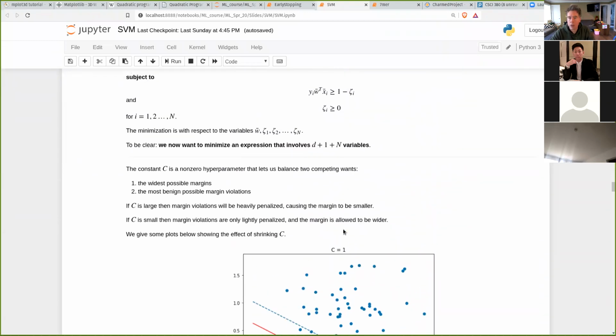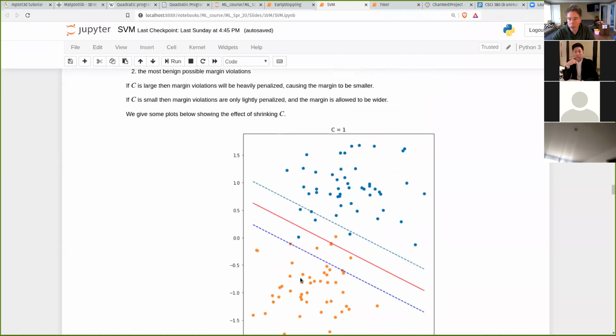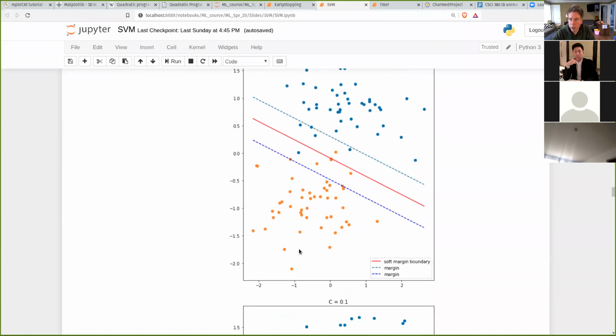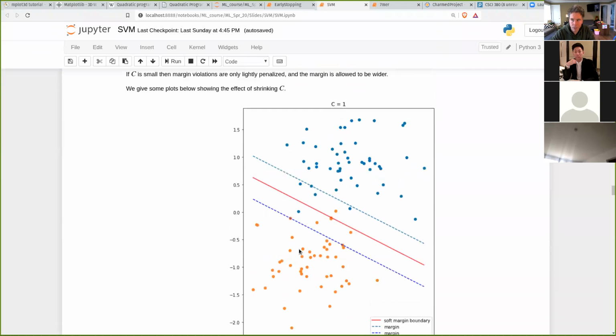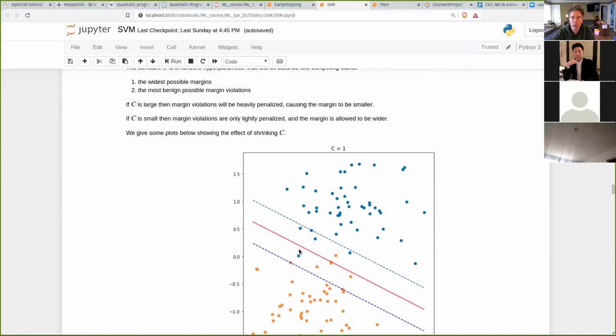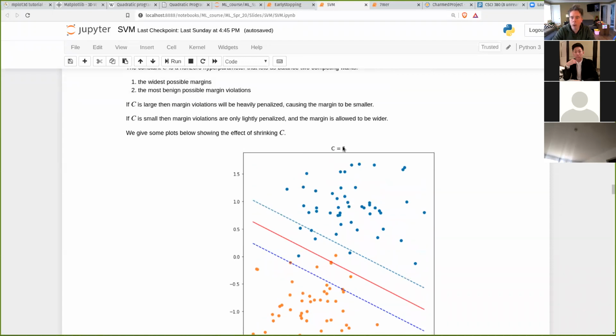That'll be interesting when we also look at non-linear separators, because it'll be more clear how this relates to variance. If you have a non-linear separation and you don't tolerate margin violations, then that makes the line very squiggly, which makes variance go up. So as C goes up, you get squigglier lines.